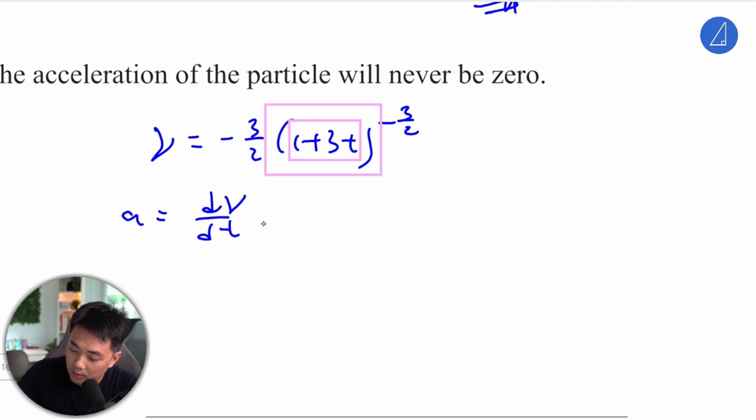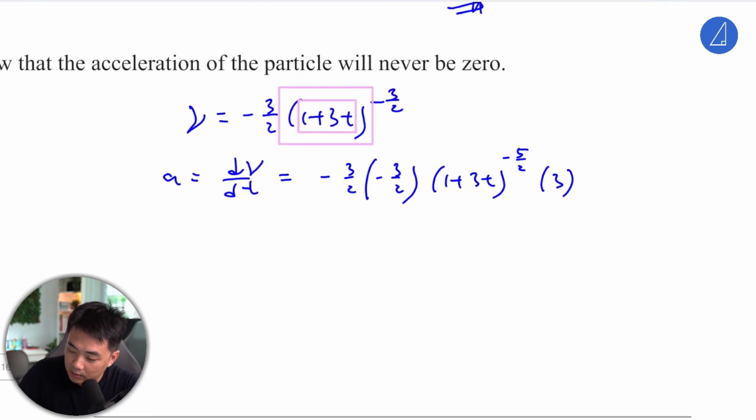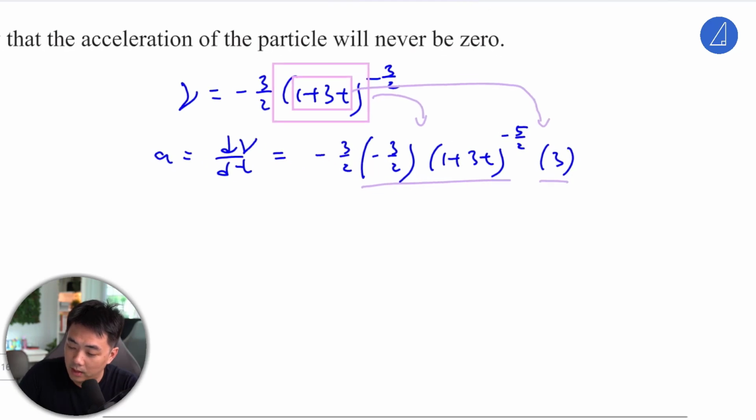In this case, dv/dt will be negative 3/2 times 1 plus 3t to the power negative 5/2, multiplied by 3. So the outer layer derivative: you multiply the power down, then minus 1 from the power. Then you differentiate the inner layer, which gives 3. Overall, what you get is 27/4 (1 + 3t)^(-5/2).